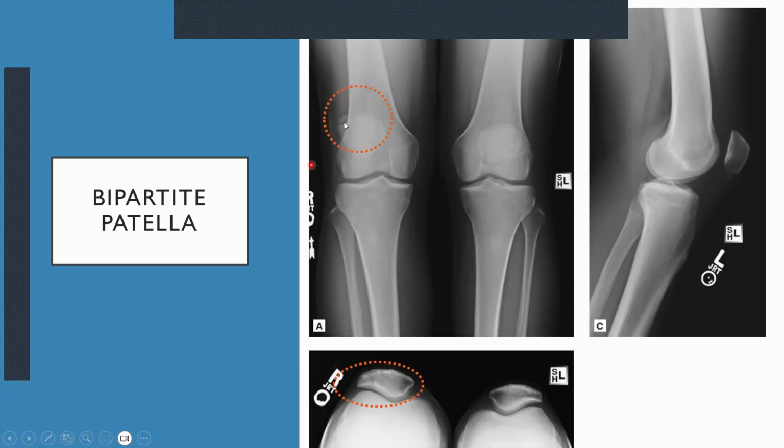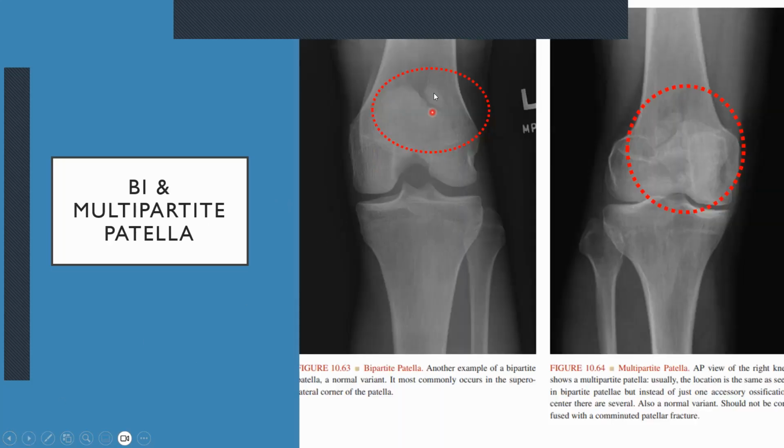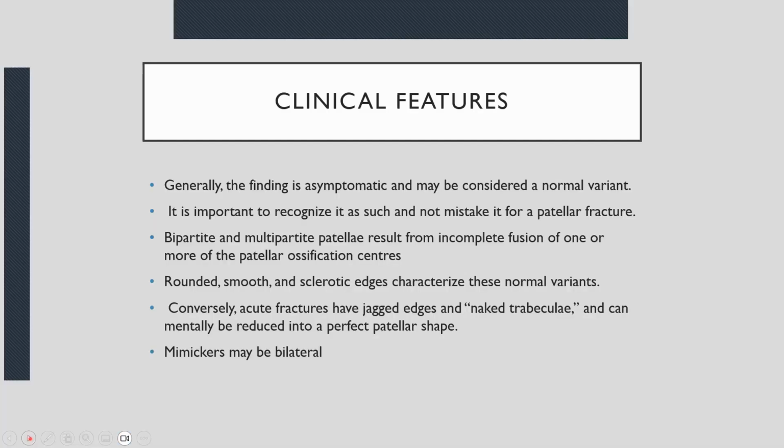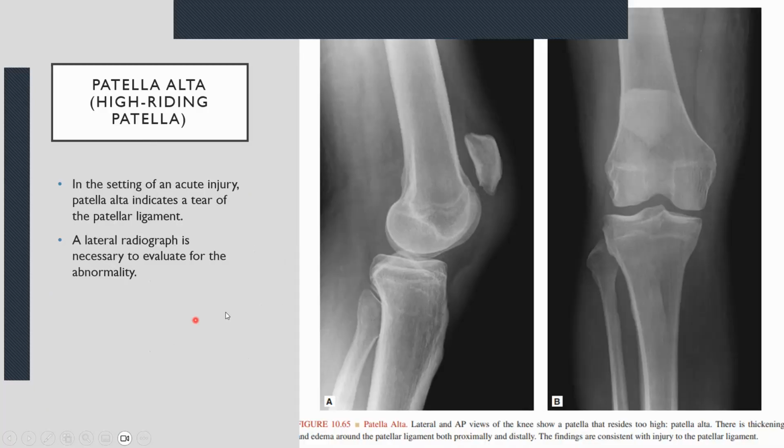And if you look at this bipartite, you'll notice that you somehow just can't get that edge back in, and it's quite round. And as you see, it is a bit sclerotic compared to the other one. Here you can see the sclerosis of the edge a bit better. And again, you can see that you can't perfectly reduce all of these back into the patella to make a perfect patella again. So those features, I hope, make it a bit easier for you to pick out the two that you could get.